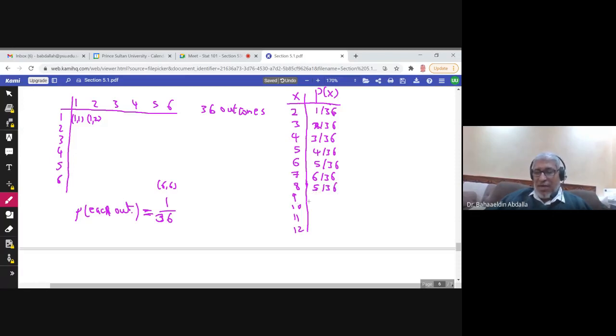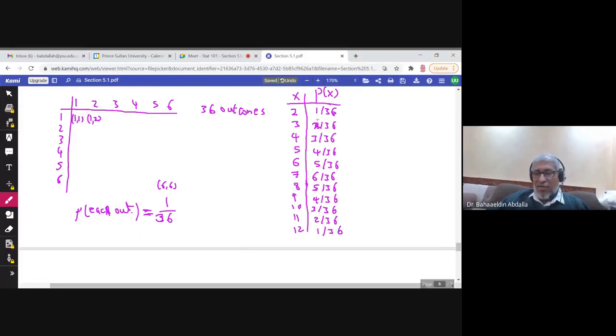You can see 9 from 4,5; 5,4; 3,6; 6,3, and that's it. So you have 4 over 36. You can see 10 from 6,4; 4,6; and 5,5. So 3 over 36. You can see 11 from 5,6; 6,5. And you can see 12 only from 6,6.